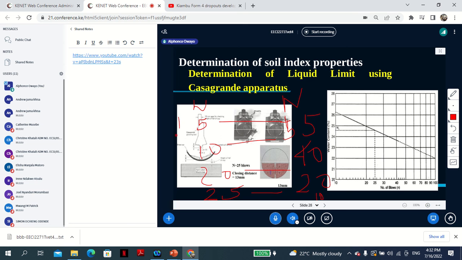One, two, three, four. Which soil will you pick to do the, I mean the plastic limit? Which sample?